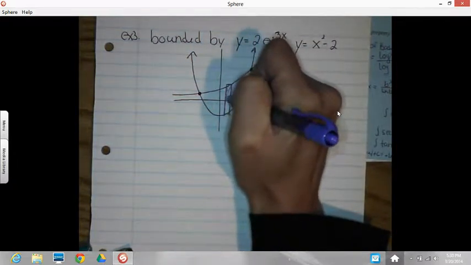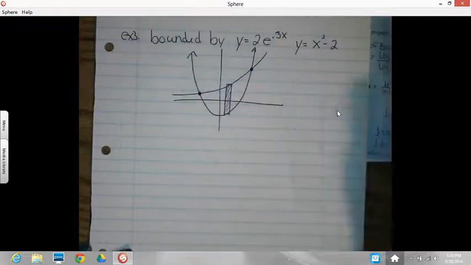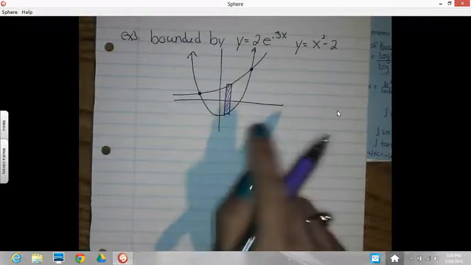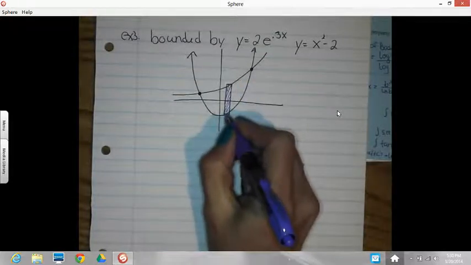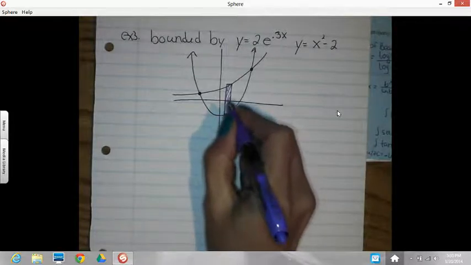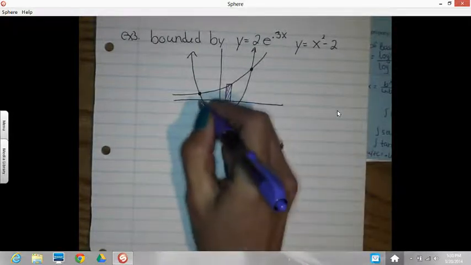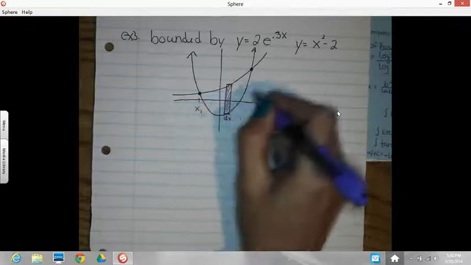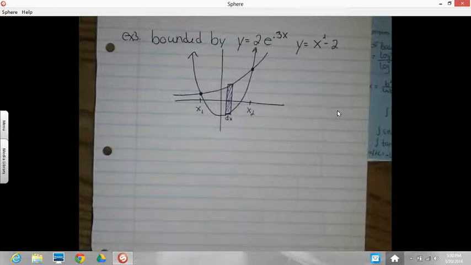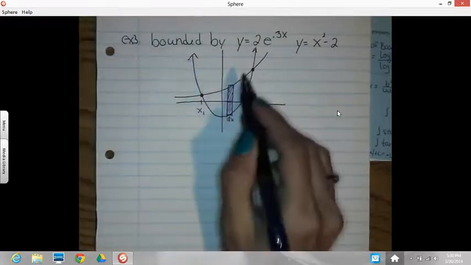I would always draw in the rectangles. The next couple sections are all going to be using these skinny rectangles. And once you draw them in, you know what letters to use. This is a dx, that little width, because that little distance is parallel with the x-axis. So I want x boundaries, x1, x2, and I want my height in terms of x. So set the equations equal to find the intersections.